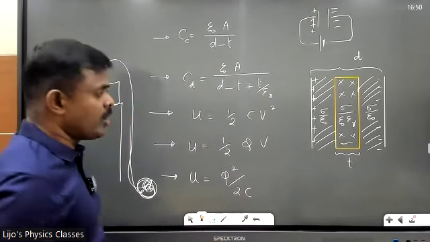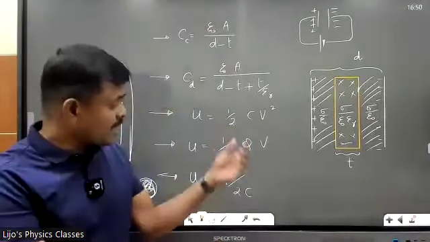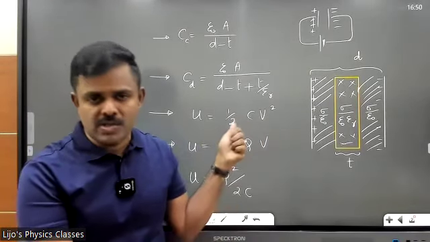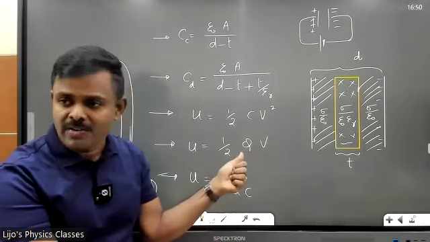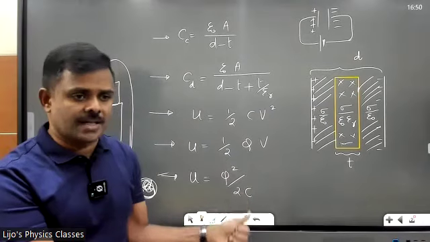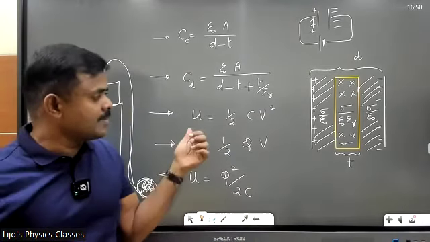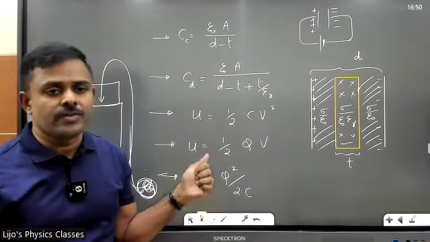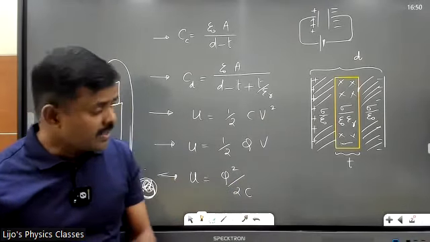Why do we need three equations? From the equations you can understand, because this equation involves C and V, right? This equation is in terms of Q and V, and this equation is in terms of Q and C. All right. So energy in terms of C and V, energy in terms of Q and V, energy in terms of Q and C. Got it? So let's have a quick summary.